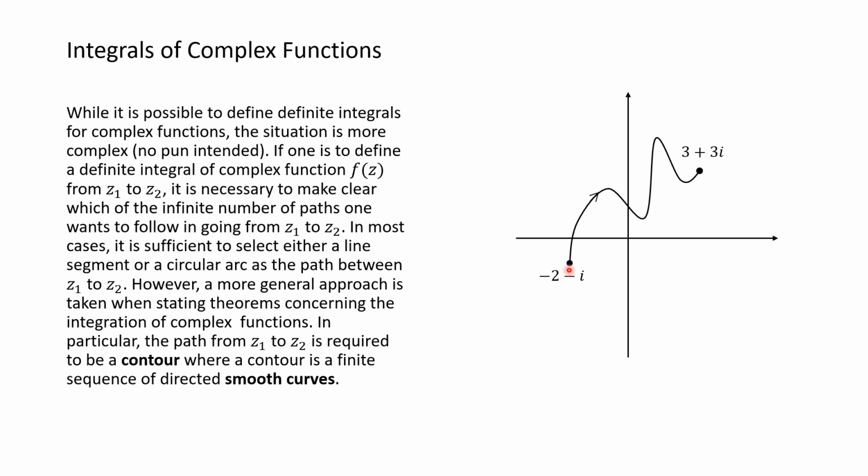We want to take the integral from, say, -2 minus i to 3 plus 3i for a given function. It doesn't matter what it is here. I just want to illustrate that there's many ways of getting between these 2 points, unlike the case of real valued integration where you just go between 2 points on a straight line, and there's only one way of getting between those 2 points in that case.